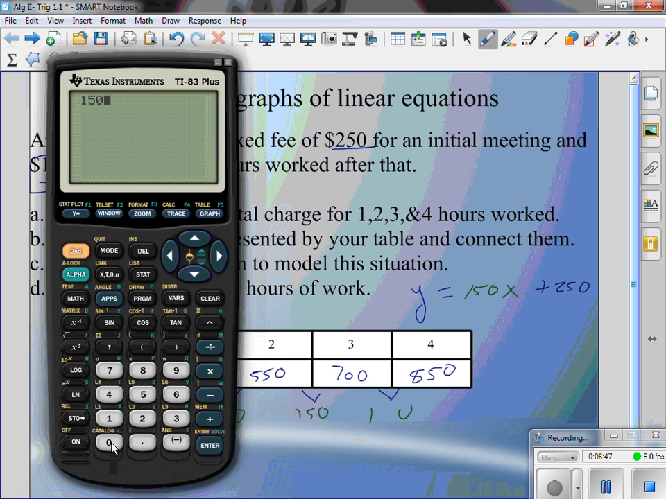$150. Okay, why 150 times 25? X stands for how many hours you're working. So 150 per hour, so 25 hours. Now what's the easiest thing to do next? Plus 250. The calculator knows the order of operations. Press enter. $4,000. So if the lawyer works for you for 25 hours, it's $4,000.